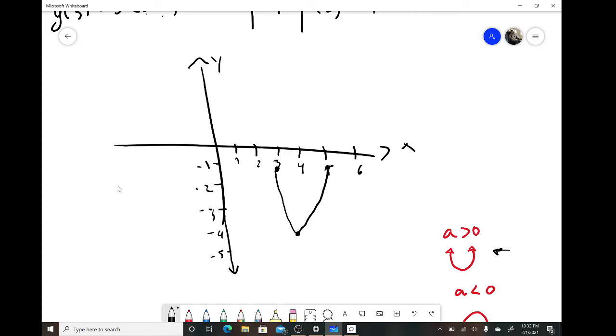Now we don't know where it's going to cross the x-axis. We have to do a little bit more work to find that out. You could use the quadratic formula to figure that out. But we could simply estimate that it's going to open up like this.